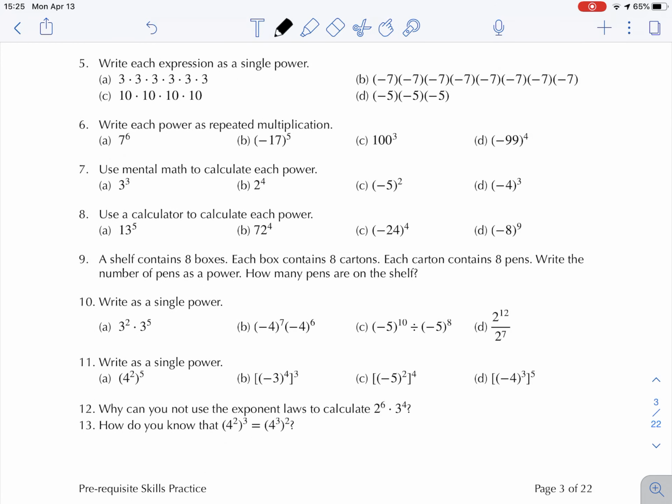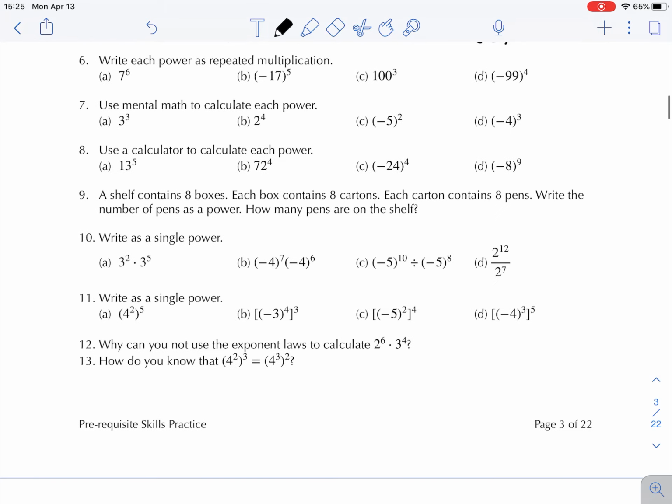Write each expression as a single power. Well, this is equal to 3 to the 1, 2, 3, 4, 5, 6. 3 to the 6th power. The base is 3. 6 is how many there are. Letter B. This is negative 7 to the power of 1, 2, 3, 4, 5, 6, 7, 8. Power of 8. Yeah, the brackets here are important. The brackets have to be around the negative 7. This one is 10 to the 4. And this one is negative 5 to the power of 3.